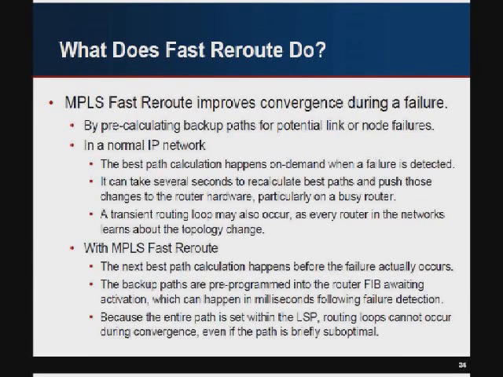So what happens in a normal IP network is the best path calculation happens on demand. So first you have to have a failure. Then that failure has to be communicated out to every router on the network. And they each go to their next best paths and figure out what that might be.